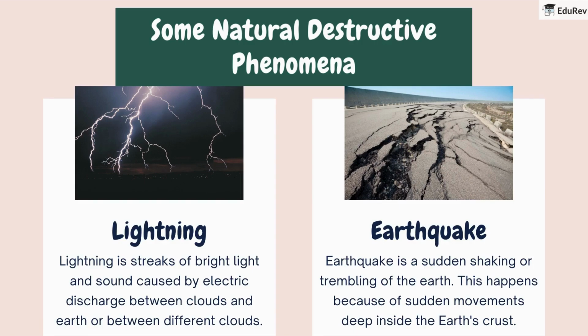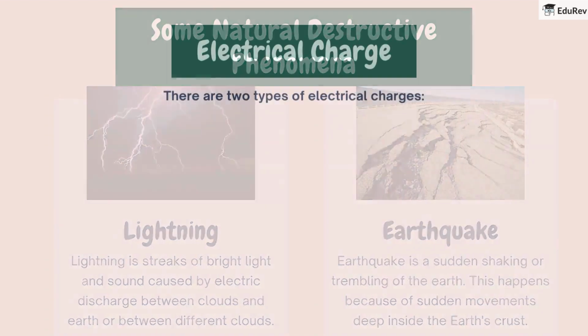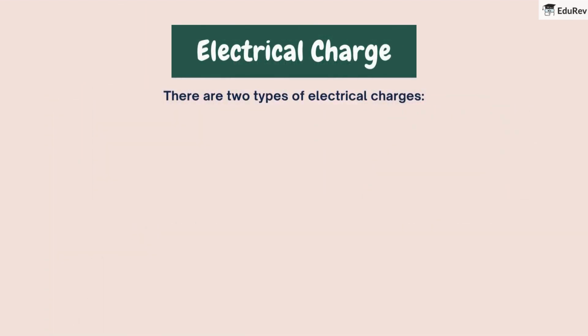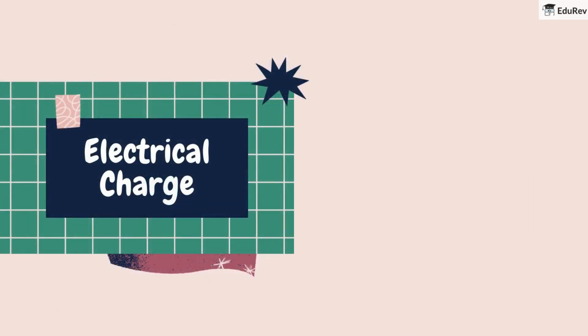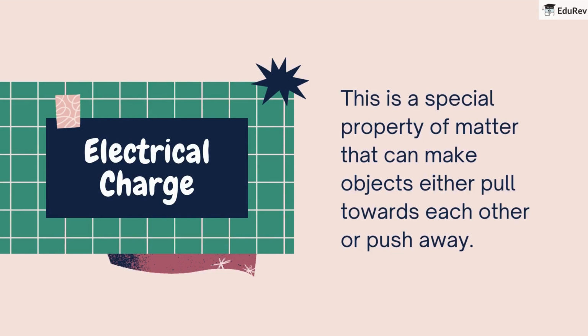Have you ever wondered what causes lightning or why we get shocked sometimes when we touch things? It's all about electrical charge. There are two main types of electrical charges: positive charges, which are associated with protons, and negative charges, which come from electrons. So, what is a charge? This is a special property of matter that can make objects either pull towards each other or push away.